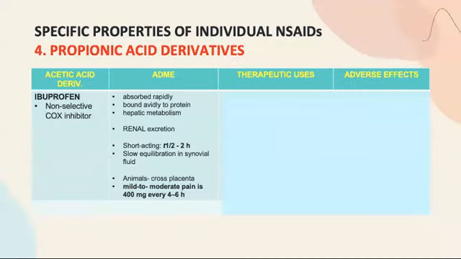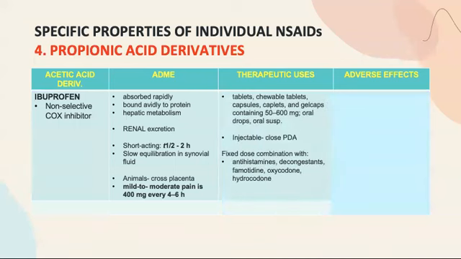Ibuprofen is absorbed rapidly, binds avidly to protein, and undergoes hepatic metabolism. 90% is metabolized to hydroxylate or carboxylate derivatives. The half-life is about 2 hours, and there is slow equilibration with the synovial space, which means that its anti-arthritic effects may persist after plasma levels decline. In experimental animals, ibuprofen and its metabolites readily cross the placenta.